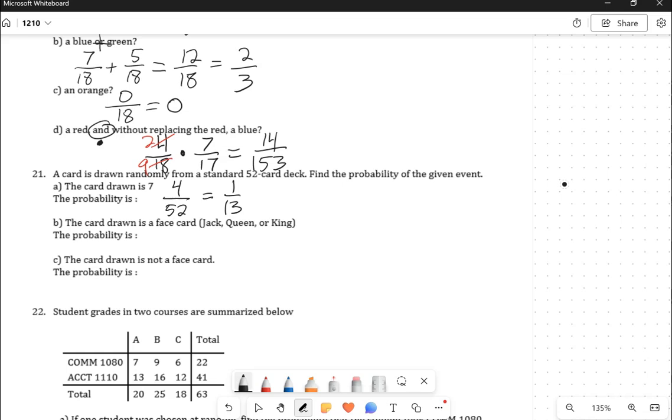The card drawn is a face card. There's 4 jacks, there's 4 queens, there's 4 kings. That would reduce to 3 out of 13.